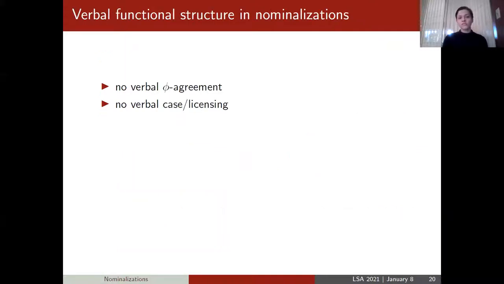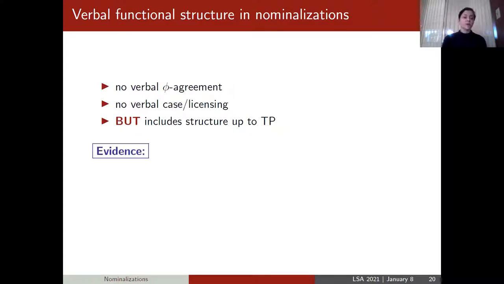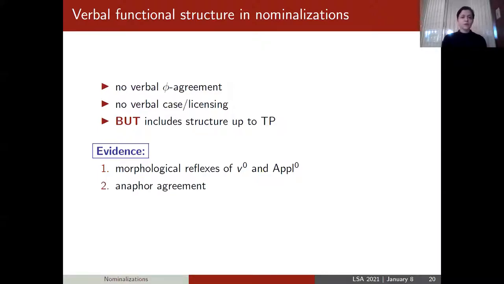So what we've seen so far is that there's no verbal phi agreement generally, and there's no verbal case licensing, which might at first suggest that the structure of these things is fairly small, right? There's not that much verbal structure included in these nominalizations. But there's actually evidence that these nominalizations include structure up to TP. The evidence comes from, first of all, the presence of morphological reflexes of little v and Appl. And from anaphor agreement, we'll see there can actually be some phi agreement in these constructions, but it's very limited. And also there's evidence that nominalizations still have a high absolutive structure, just as a finite TP does, excuse me.